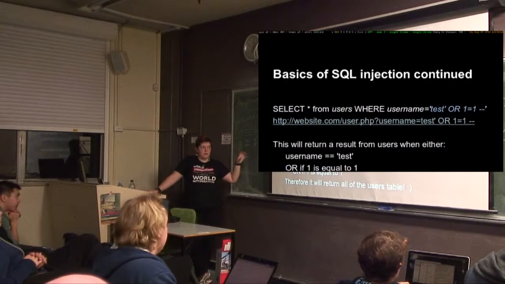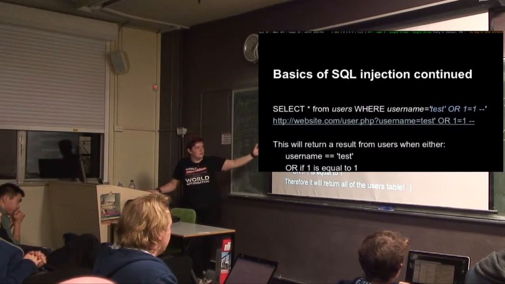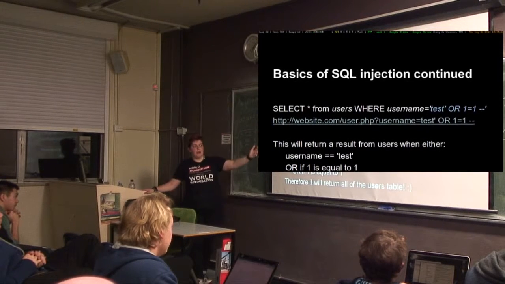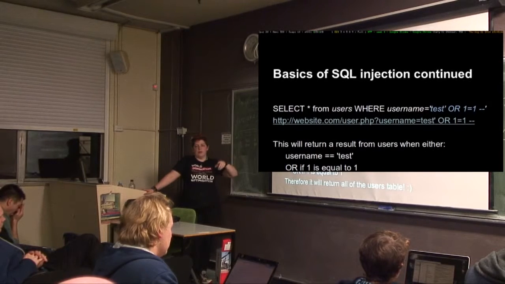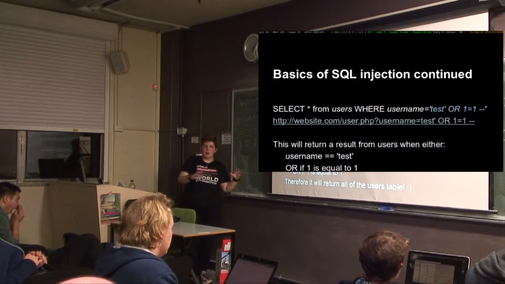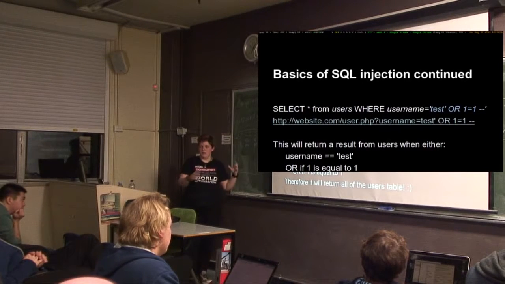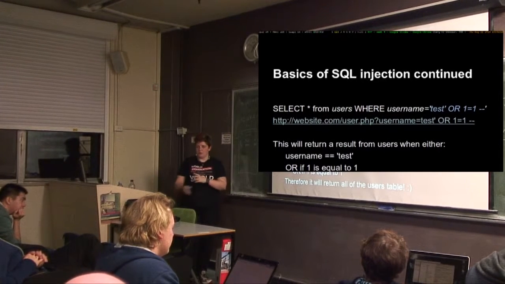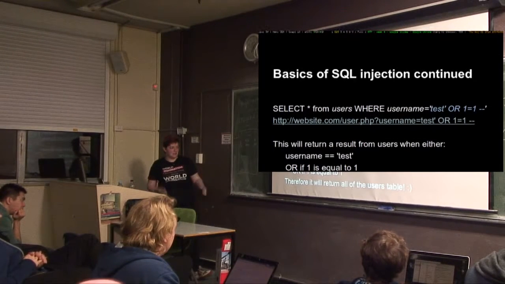You can say password equals password quote or 1 equals 1, and then it'll say select staff from users where username equals admin and password equals password quote or 1 equals 1. So it'll be like either the password is right or 1 is equal to 1. If the password is right, then it's right, and if the password is wrong, then 1 is equal to 1, so it'll log you in as the admin. It's a very easy way to cheat your way into a system.